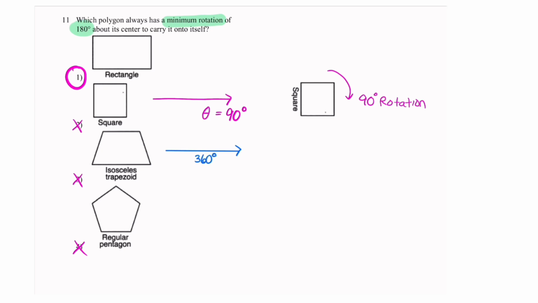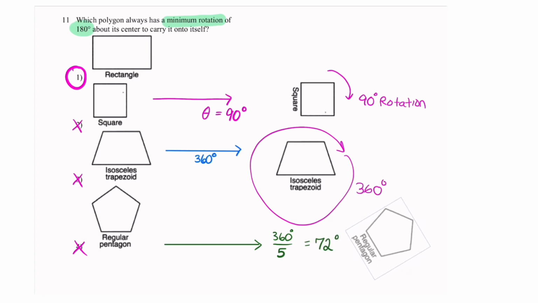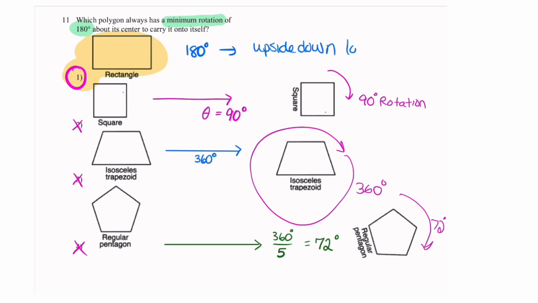The isosceles trapezoid. Now, the only way that I'm going to get that to look the same is if I rotate it 360 degrees. So that is not a good option. Now the regular pentagon, since it has 5 corners, 5 angles, dividing 360 by 5 gives us 72 degrees. So if I rotate this just 72 degrees, I get the pentagon to look exactly the same. So the only one that will look the same by doing 180 degrees is a rectangle. Another way to say that is upside down looks just right for the rectangle.